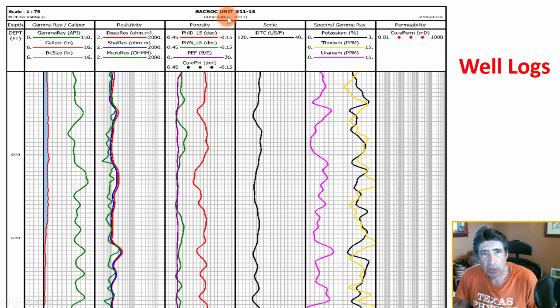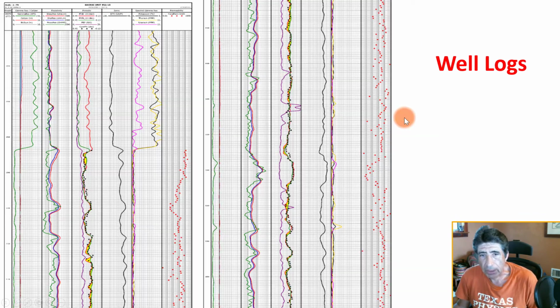Please, this is the SACRAC unit. The depths are given in feet. As I said before, the core and the logs have been properly matched. We have the gamma ray log, the caliper. We also have the deep resistivity log, the shallow resistivity log, and the super shallow resistivity log. We also have the density log in red, the neutron log in blue, and we have the photoelectric factor, then we have the sonic log, and then we have the spectral gamma ray logs separated here as uranium, magenta, and then we have thorium and yellow, and we have potassium in black, and then we have the core permeability.